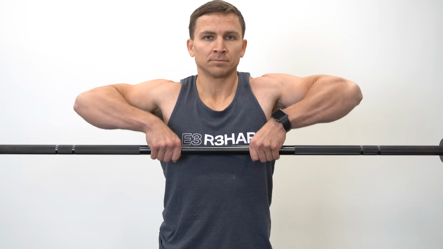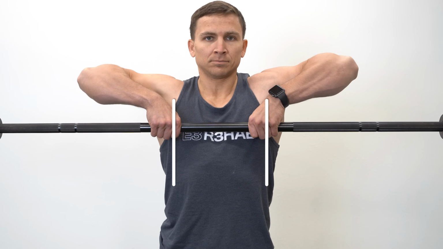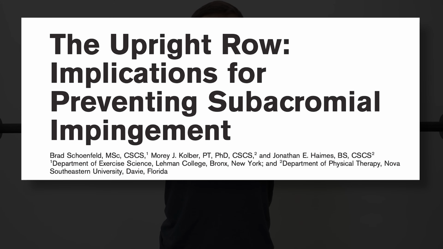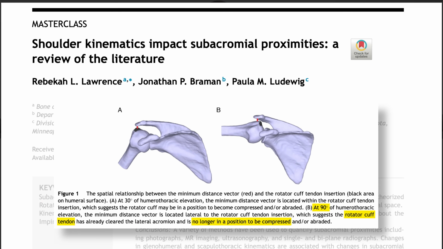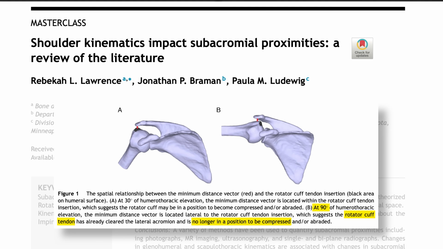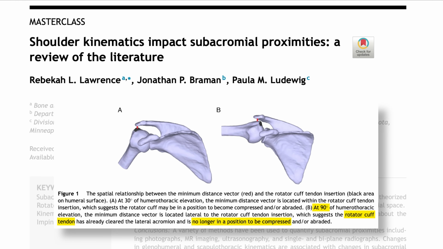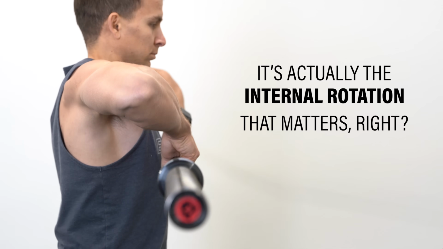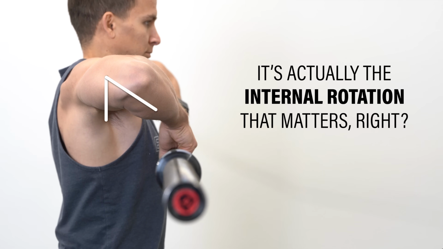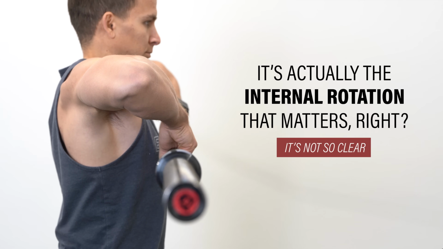2. You might suggest that upright rows are only dangerous when performed to 90 degrees or higher, based on an article from 2011. However, the same research just mentioned discusses that the rotator cuff becomes positioned in such a way that it can no longer be compressed by 90 degrees of elevation. 3. But it's actually the internal rotation that matters, right? Well, it's not so clear.